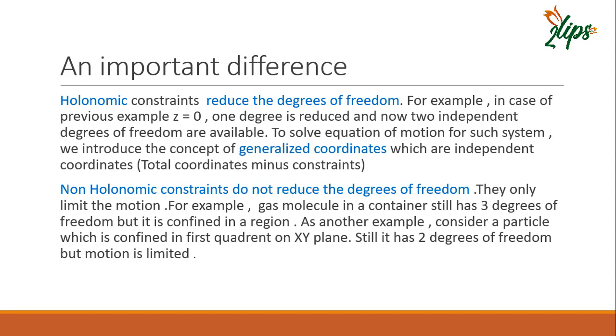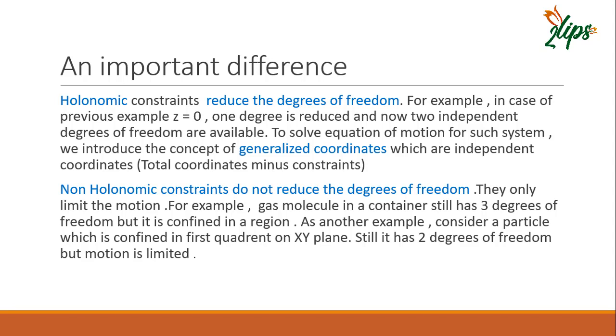For such cases, for reducing such constraints, we use the concept of generalized coordinates. Generalized coordinates are independent; they are constraint free. In the case of a rigid body, I said that it has 6 degrees of freedom. These 6 degrees of freedom are represented by 6 generalized coordinates. While the non-holonomic constraints do not reduce the degrees of freedom, they only limit the motion.